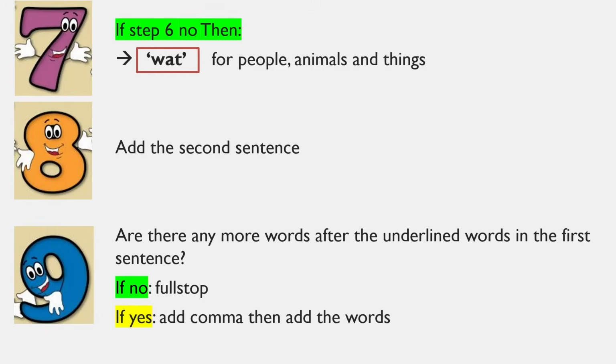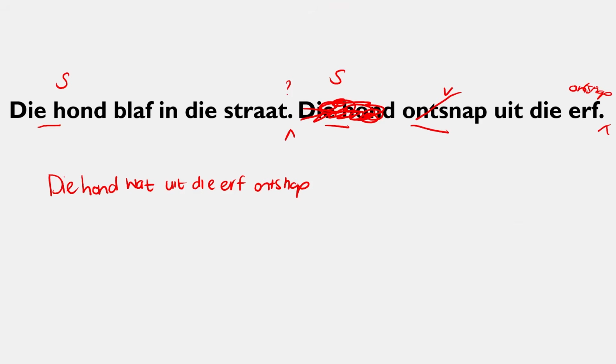ontsnap. Then are there any more words after the underlined words in the first sentence? If no, you put a full stop. If yes, you add a comma and add those words. So in our first sentence, do we still have words left after the underlined word? Remember, we've already dealt with that one. So yes, we do have. So they say add a comma and add the rest of the words, and a full stop. Now you have successfully used a relative pronoun in combining these two sentences. Die hond wat uit die erf ontsnap, blaf in die straat.